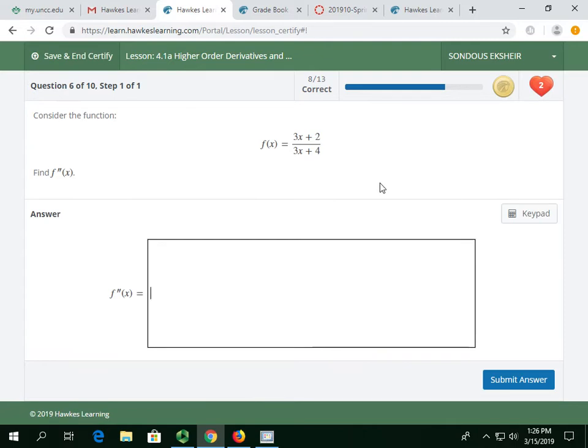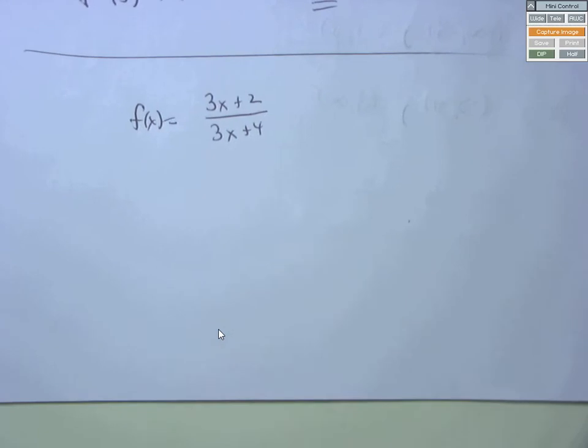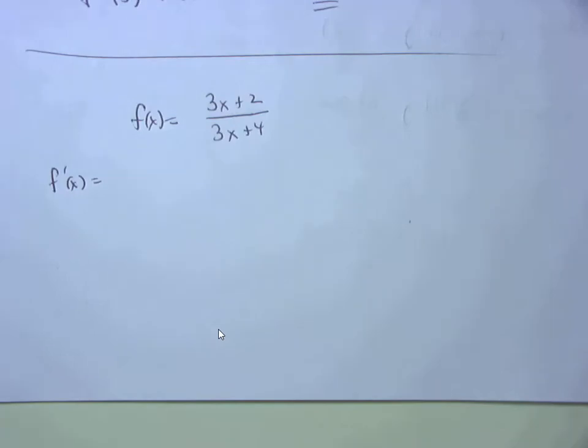So now they gave me a problem of f of x is equal to 3x plus 2 divided by 3x plus 4. And they tell me to find the second derivative. All right, so here's my problem now. I want to find the second derivative. Of course, to find the second derivative, you've got to find the first derivative first. So look at this function. The function is 3x plus 2 divided by 3x plus 4.